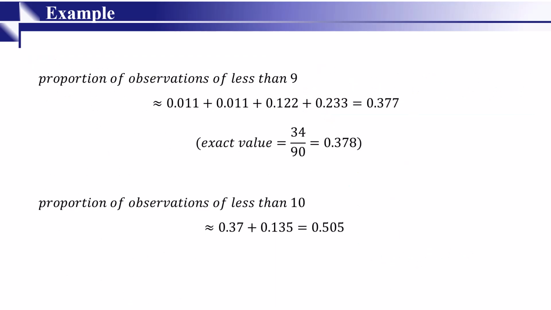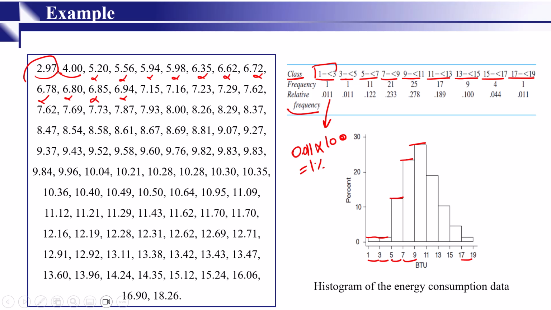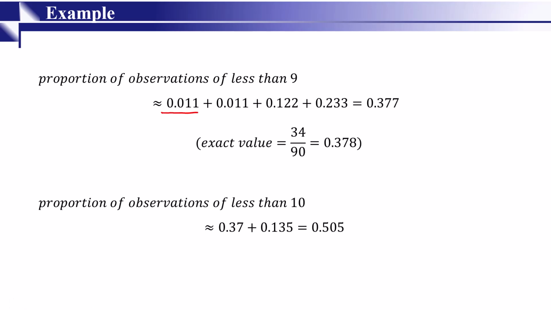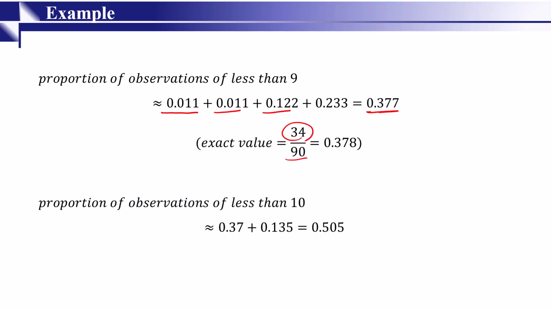So let's find the proportion of observations less than 9. Less than 9, it means what? Less than 9 means here. So the sum of this one. These are less than 9, right? So 0.011, 0.011, this one, then together. What is the total here? The total is 1 plus 1, 2, and 11, 13, 21, 34, divided by 90. So 34 divided by 90 is this one.